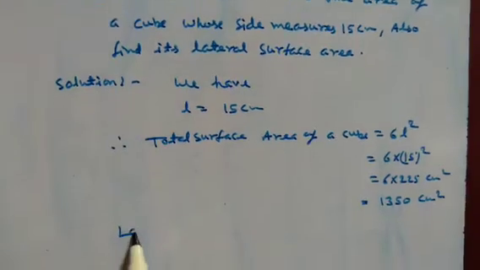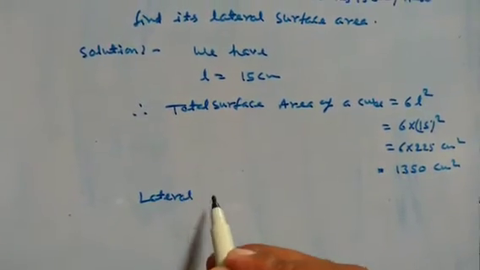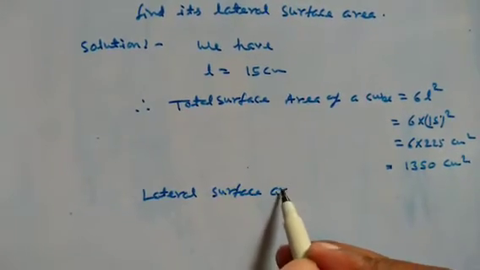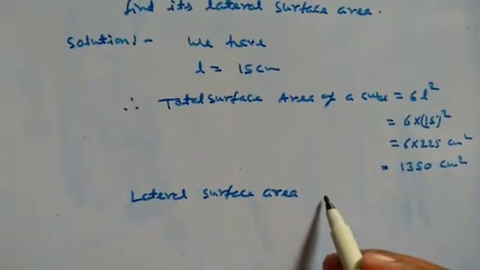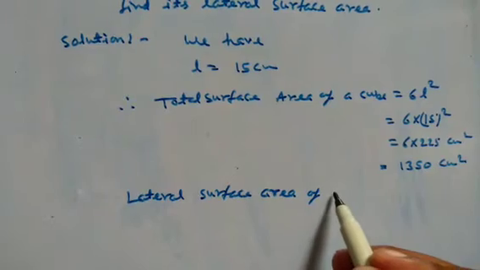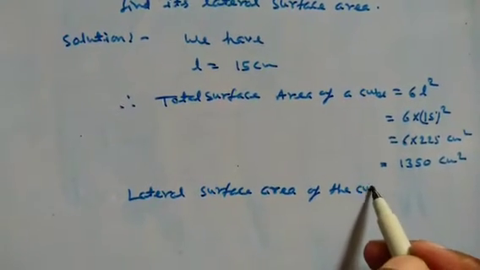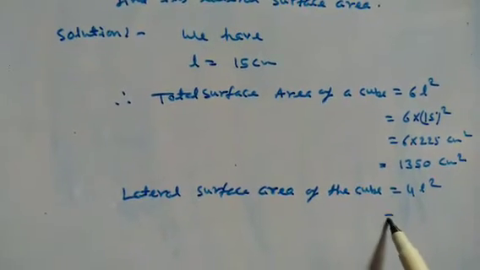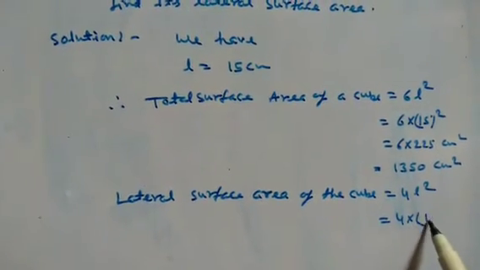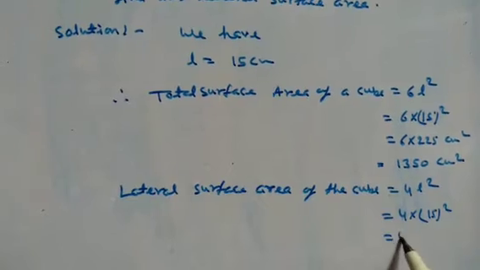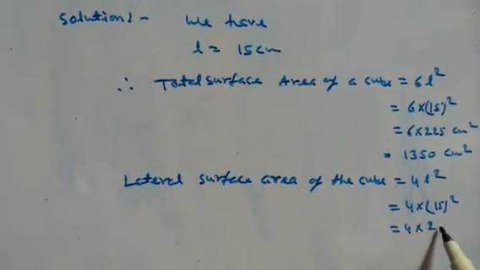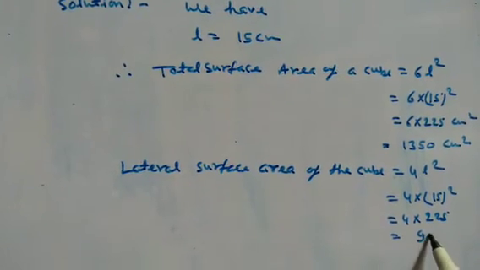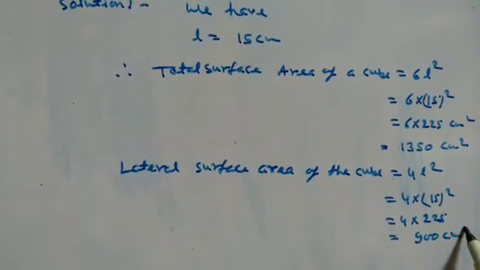Again, the lateral surface area of the cube is equal to 4L square, equal to 4 into 15 square, equal to 4 into 225, equal to 900 centimeter square. This is our second answer.